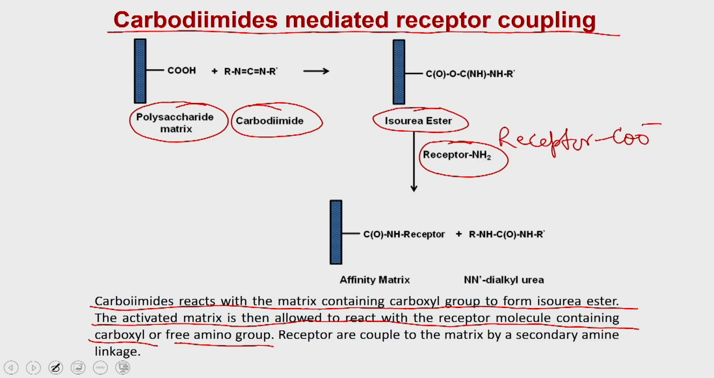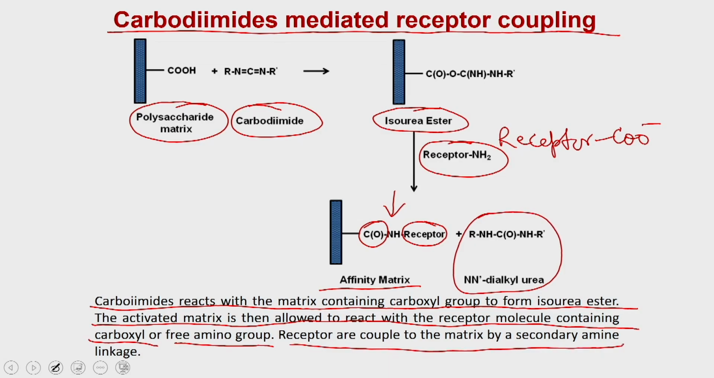and then you are going to have the coupling of the protein or the receptor to the matrix, and that is how your affinity matrix is ready, and this is the byproduct which is released. Receptors are coupled to the matrix by a secondary amine linkage.